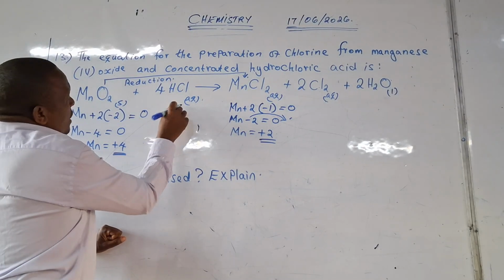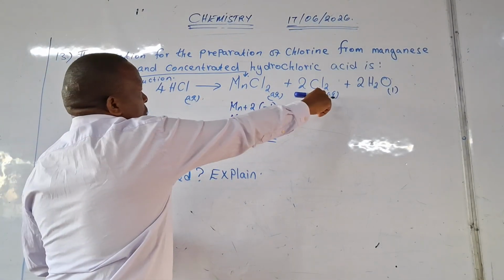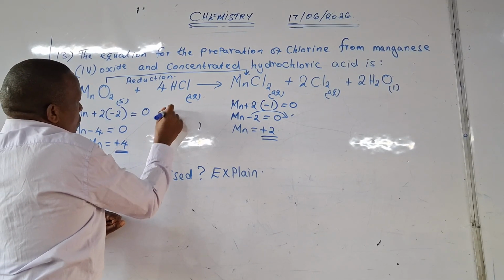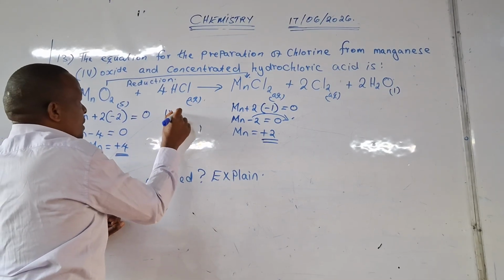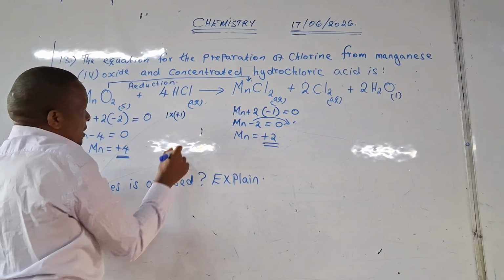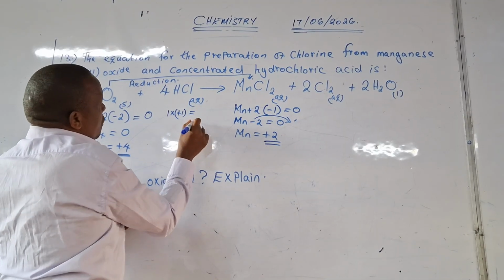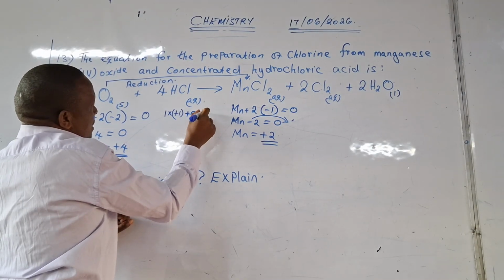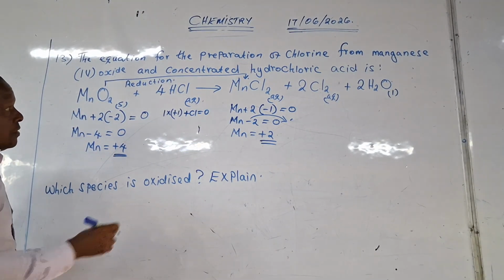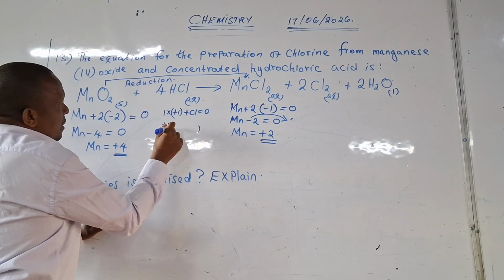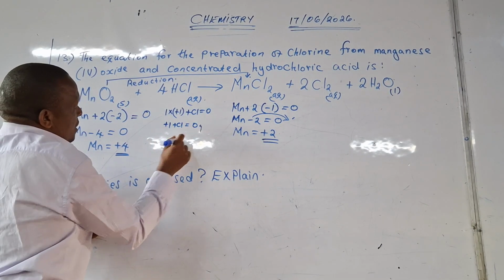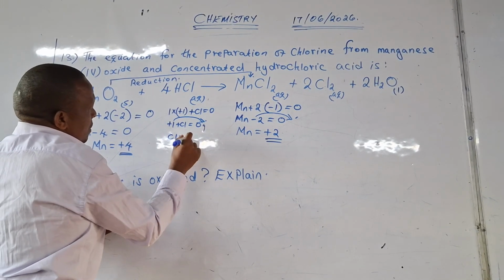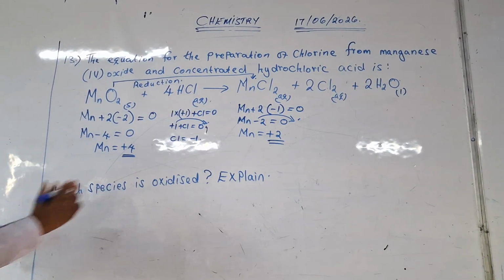We work out the oxidation number of chlorine here and the oxidation number of chlorine here. So it will be what? Oxidation number of 1 atom of hydrogen, that is 1 times +1, plus the oxidation number of chlorine should give us the overall oxidation number, which is 0. So this is going to be +1 plus chlorine is equal to 0. So chlorine is equal to what? We take it to the other side, it's equal to -1. That is chlorine on the reactant side.